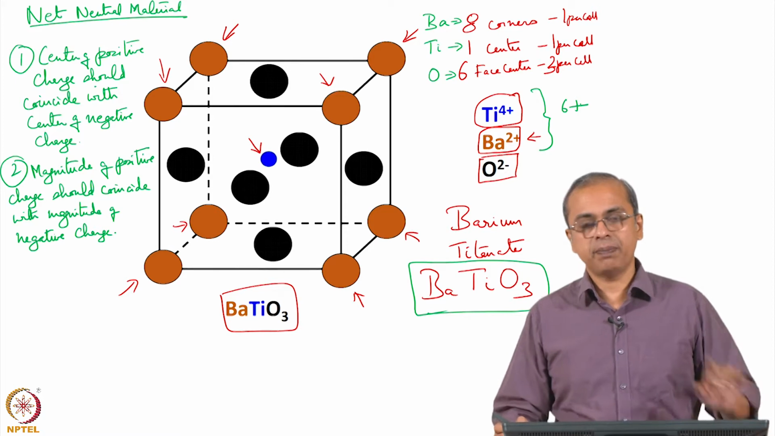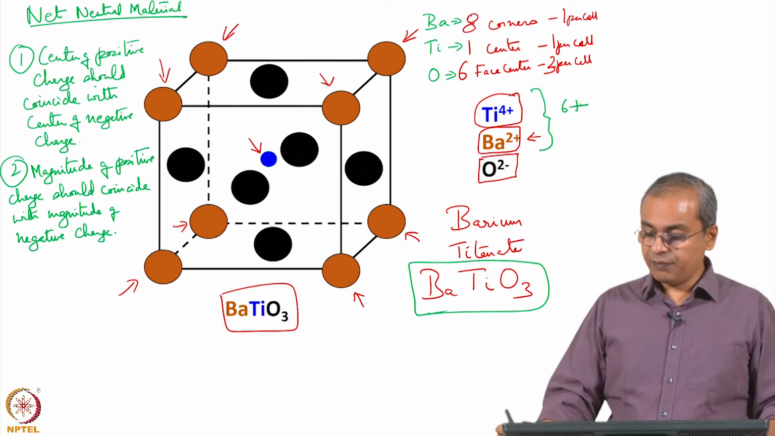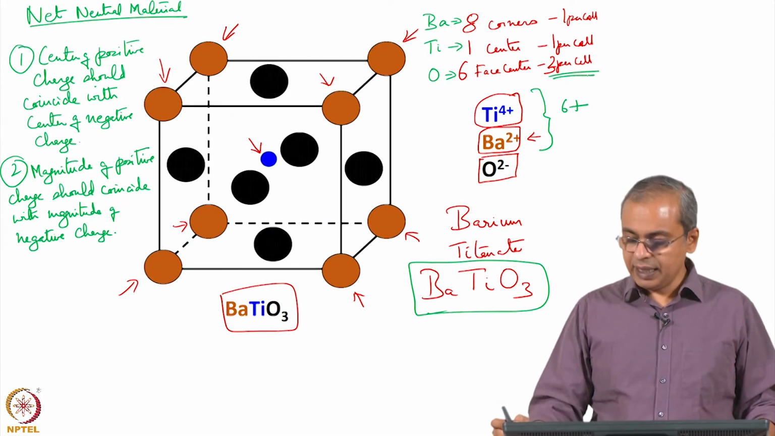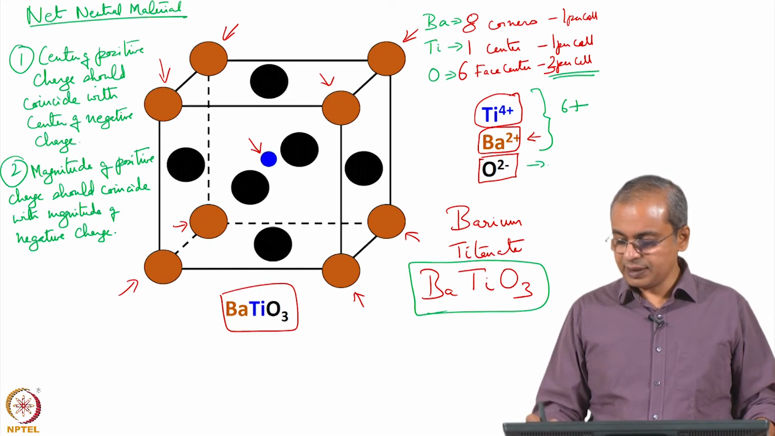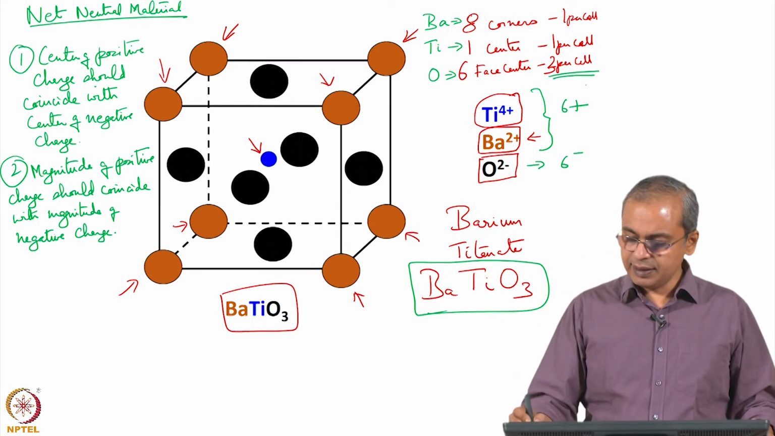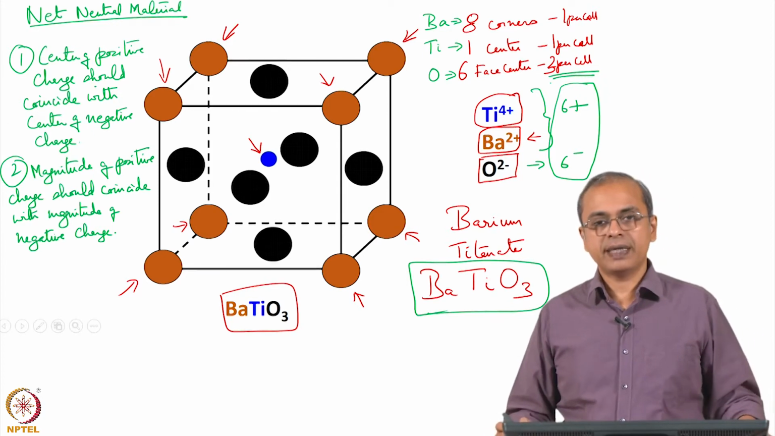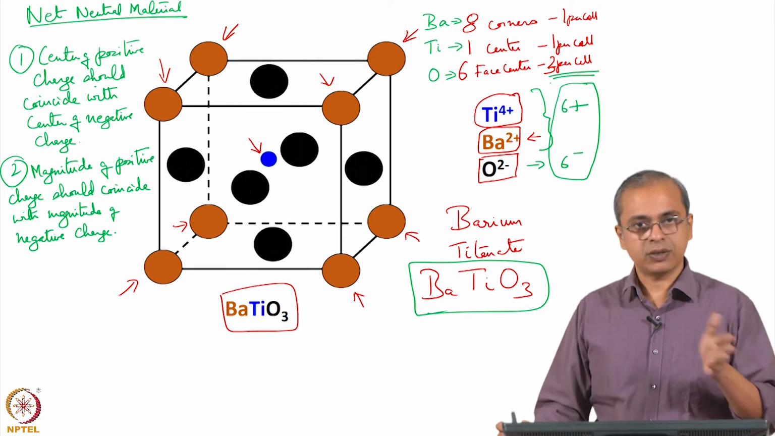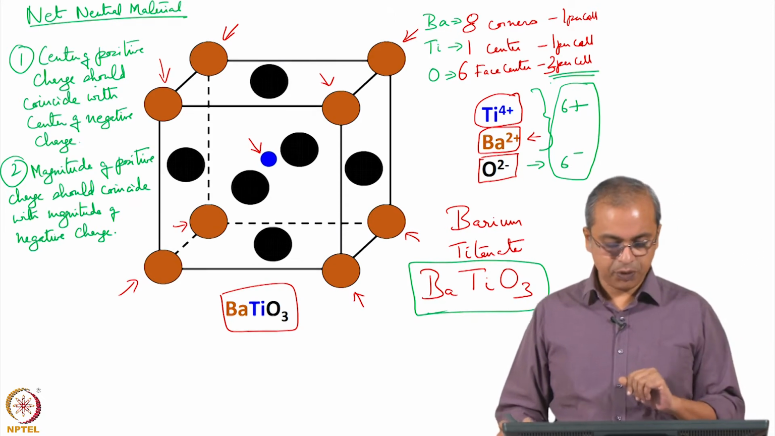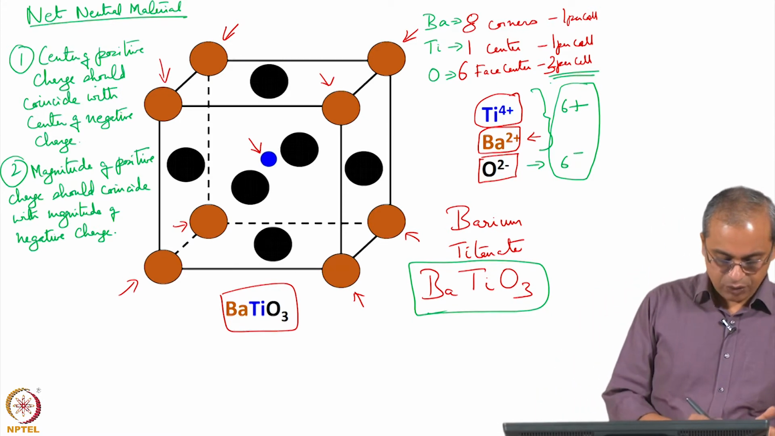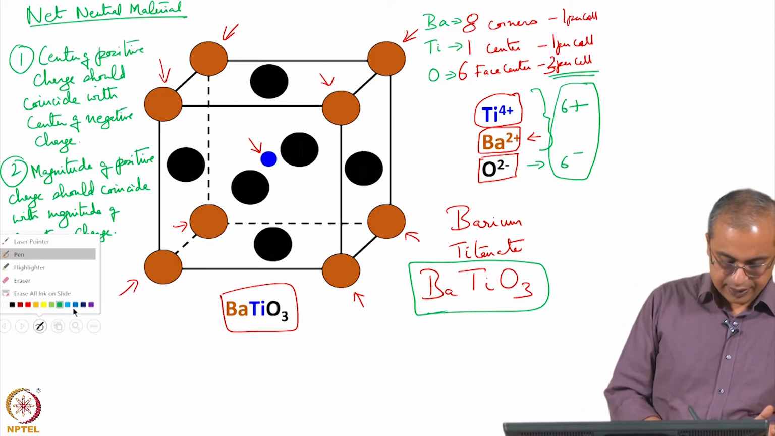So, positive charge per unit cell is 6 plus. We have 3 oxygens per unit cell, each of them 2 minus. So, if you take this into account, this is 6 minus. Therefore, the total magnitude of positive charge and the total magnitude of negative charge is the same. Therefore, on average this material is charge neutral. Okay, so, that is the first point we need to note. Therefore, it meets this criteria of charge neutrality.